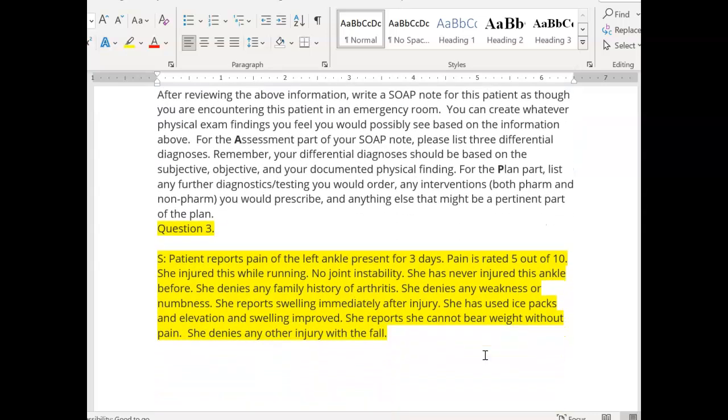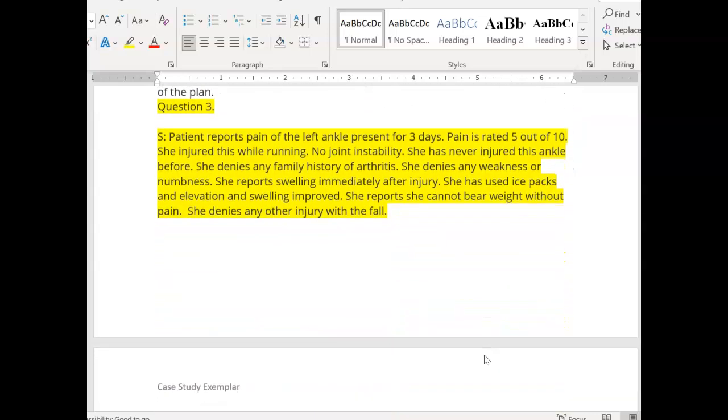So for question 3, this is what you would write in the highlighted area. S, subjective. Patient reports, this is an example of what you could say. Okay, reports pain of the left ankle present for 3 days. The pain is rated 5 out of 10. She injured this while running. There is no joint instability. She has never injured this ankle before.